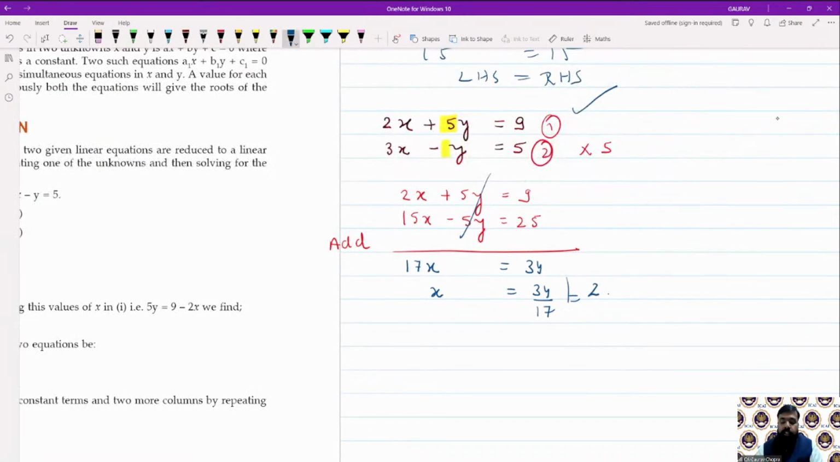Now if we have to find the value of y, then substitute this value of x in any of the equations. If we put it in the second equation, 3x minus y is equal to 5, so 6 minus 5 is equal to y. Therefore, y is equal to 1. So in this way, we can easily get the value of x and y.